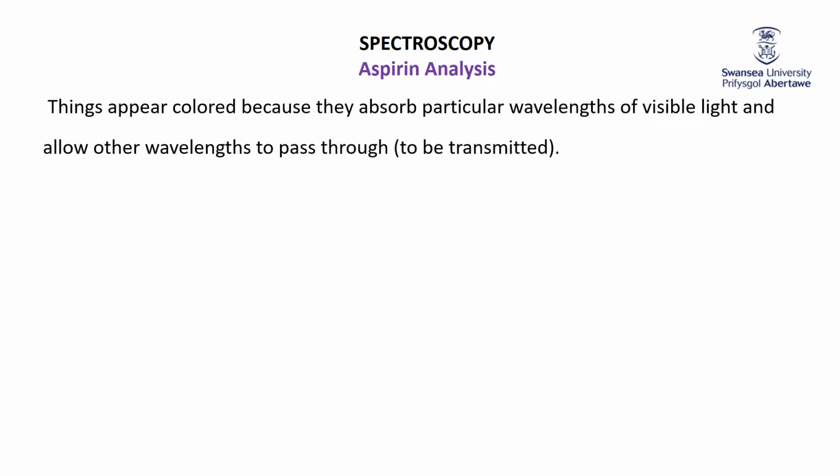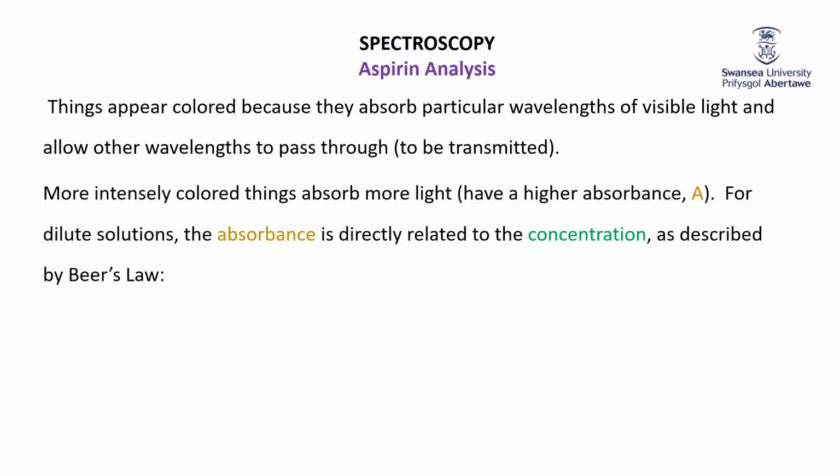Anyway, what we're going to be doing is looking at a coloured substance. Why are things coloured? It's because they absorb particular wavelengths of visible light and allow other wavelengths to pass through or to be transmitted. The more intensely coloured things absorb more light, and the way we say that in a fancy fashion is we say they've got a higher absorbance, A, they absorb more light.